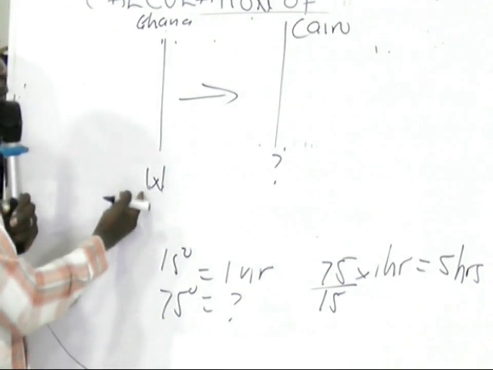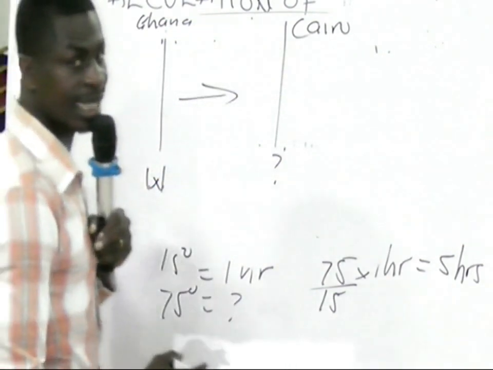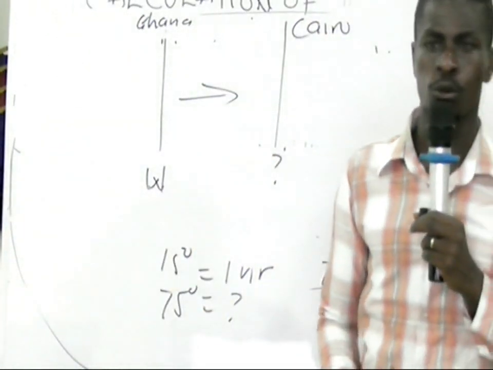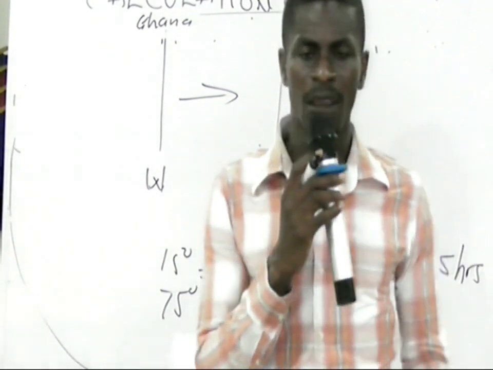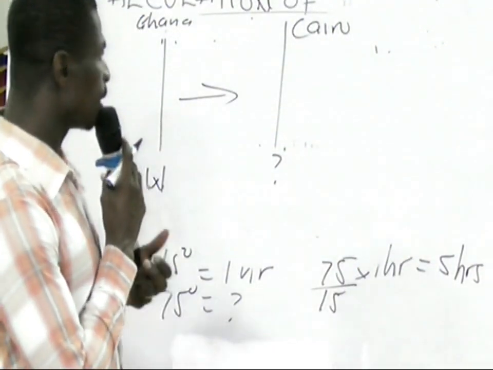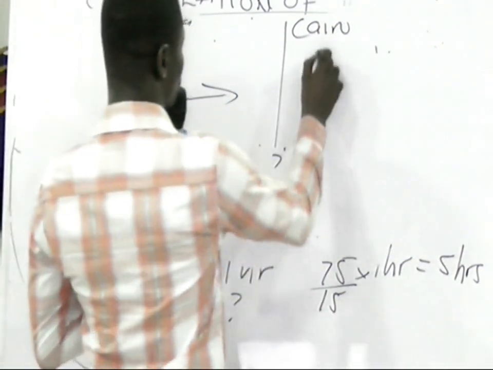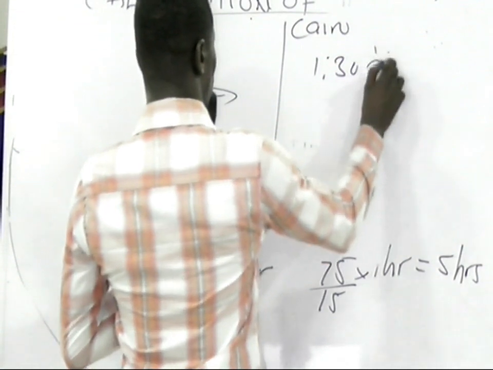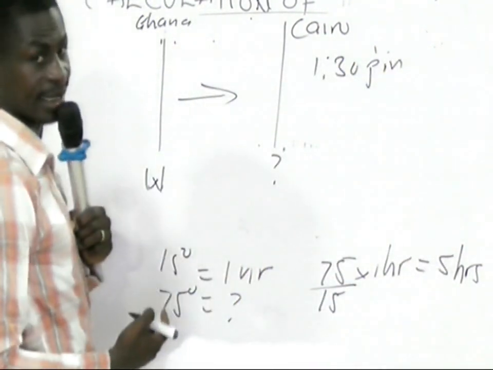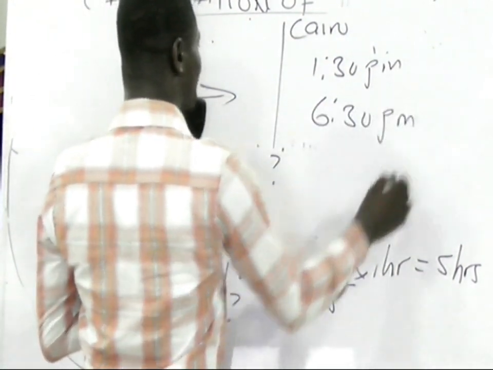Because we are going to move from west to east, time will increase. Anytime we are going to calculate toward the east, time is going to increase. And so if the time in Cairo was, say, 1:30, we only add the 5 hours to 1:30 to get our 6:30 p.m., if that is the time.